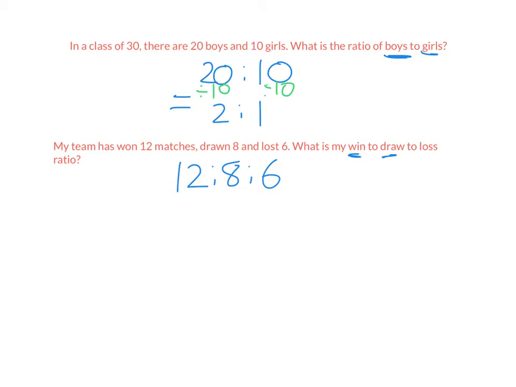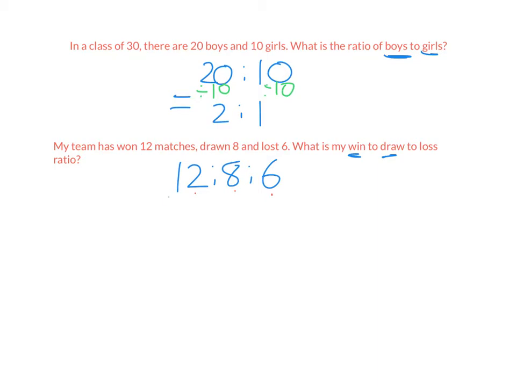Now ratios can have more than 2 numbers in them. You can compare more than 2 quantities as they do here. So when you're simplifying this ratio, you need to find the highest number that goes into all 3 numbers. The highest number that goes into 12, 8, and 6 is 2.